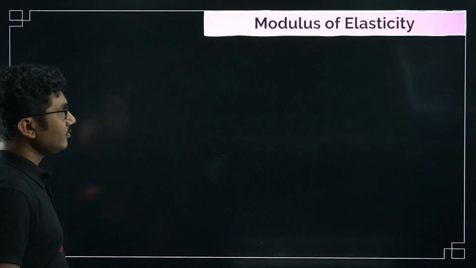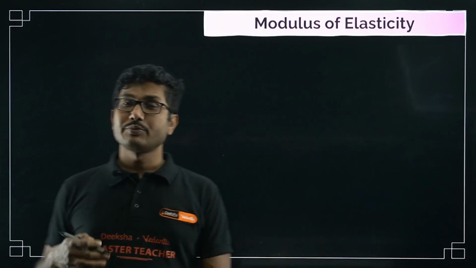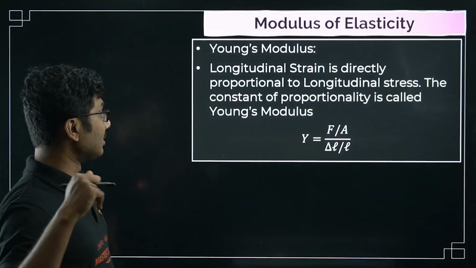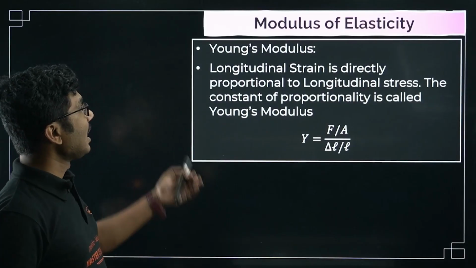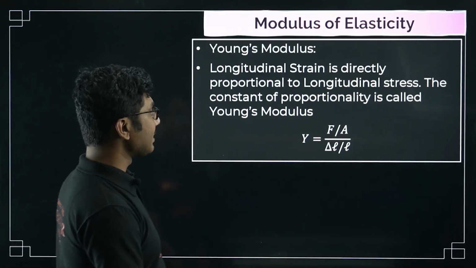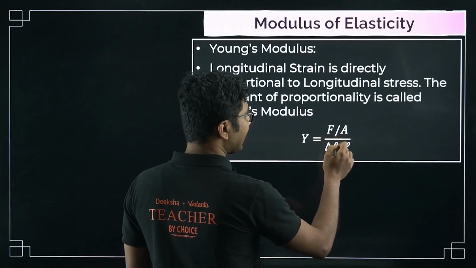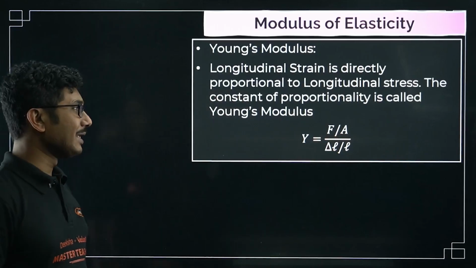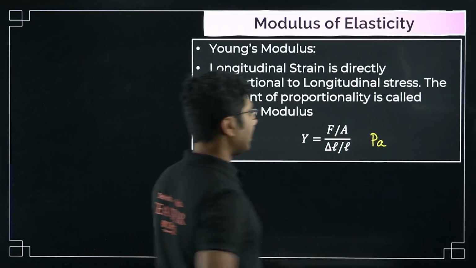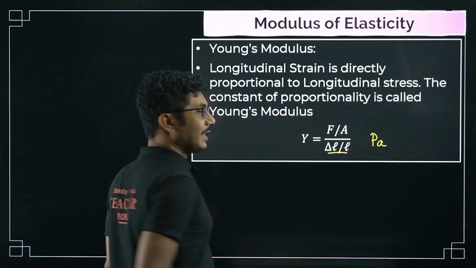Now, moduli of elasticity are the constants of proportionality which come from Hooke's law. There are mainly two moduli of elasticity that we are going to discuss. First is Young's modulus. Longitudinal strain is directly proportional to longitudinal stress. The constant of proportionality is called Young's modulus. So Y is basically F by A divided by delta L by L. Very important, and it is also a unit of pressure. So the unit of Young's modulus is Pascal, because the strain was dimensionless.